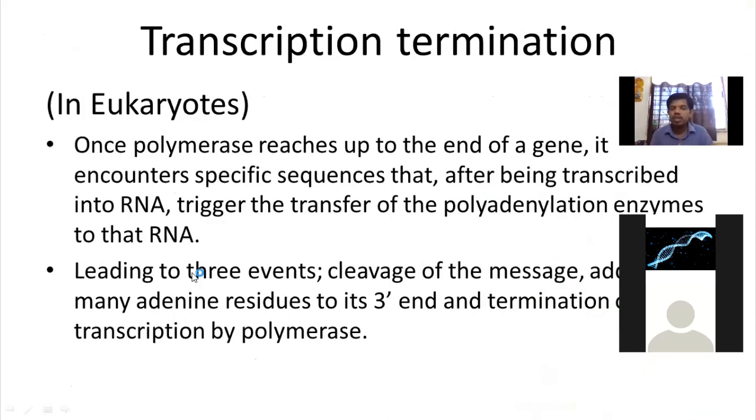Then this leads to three events. First, cleavage of the message, that is the RNA. So the RNA will cleave from the RNA polymerase. The second thing is polyadenylation. Many adenine residues, near about 200, will be added by the enzyme poly A polymerase. And the third one, which is important, is the transcription termination, which was going on by the RNA polymerase. So the RNA polymerase will also leave from that site, from the terminator sequences. In this way, this was the termination of that transcription.